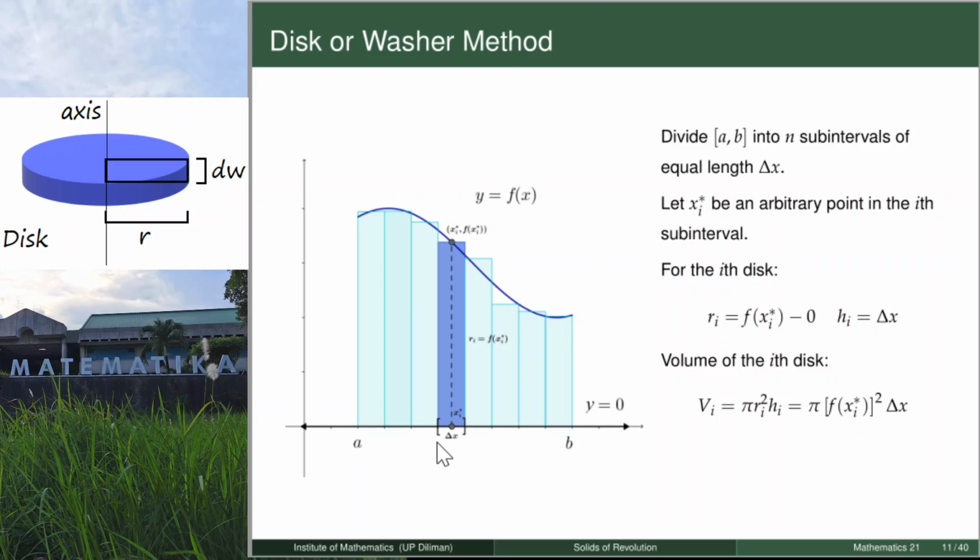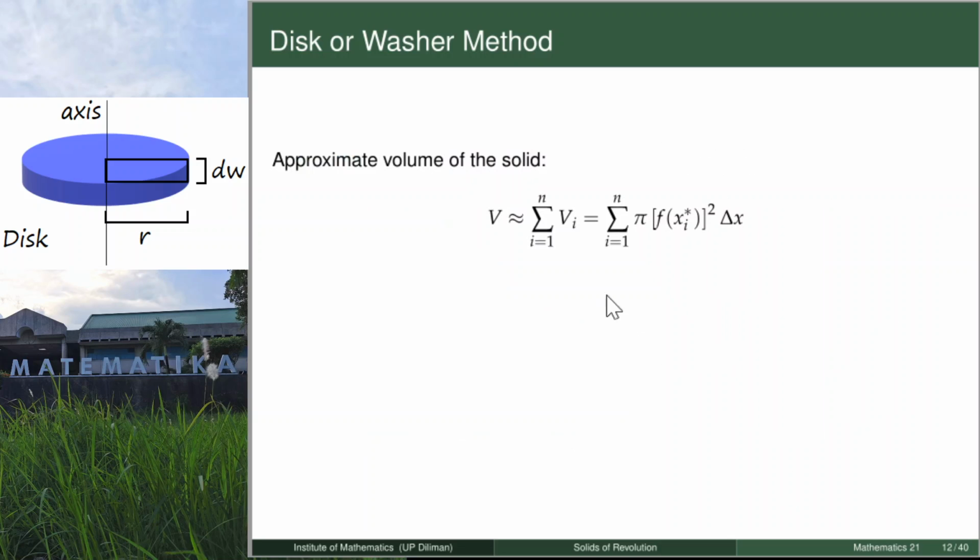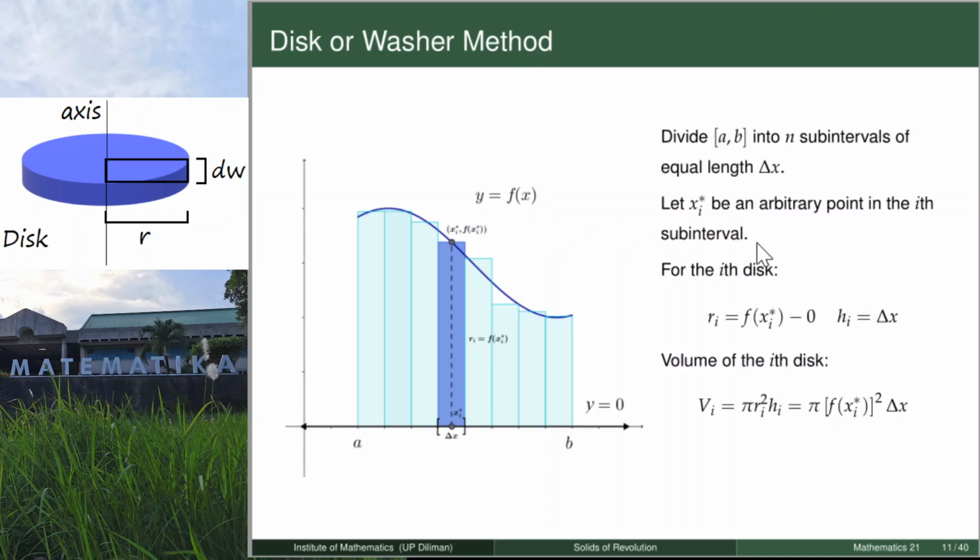And since there are n rectangles, therefore there are n disks. Okay? So we add all the volumes of these n disks, and that is just an approximate of the actual volume of the solid. So the actual volume of the solid is approximately equal to the sum of the volumes of the n disks. And Vi here can be replaced with this expression from what we have obtained from before.